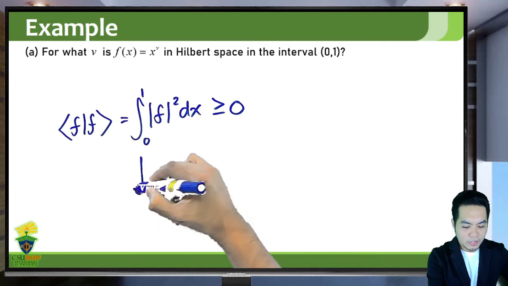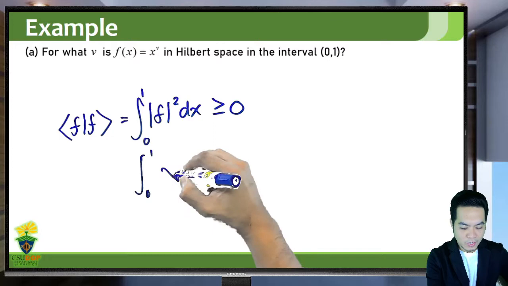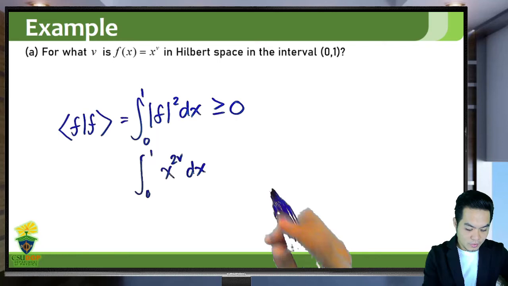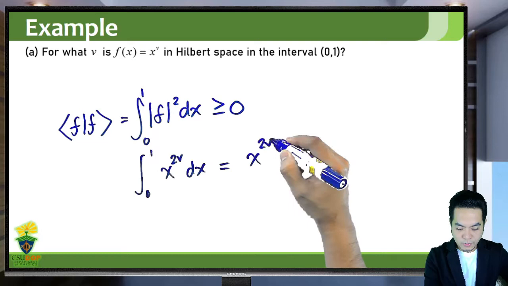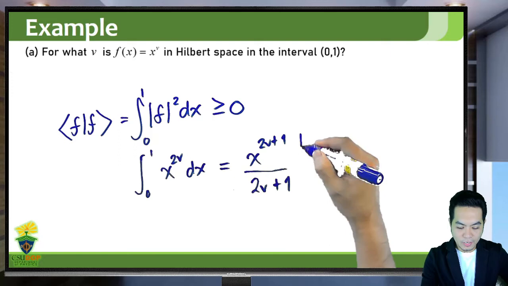So the integral of this from 0 to 1 of our function squared, so x to the v squared is just x to the 2v dx. So this will give us x to the 2v plus 1 over 2v plus 1 evaluated from 0 to 1.